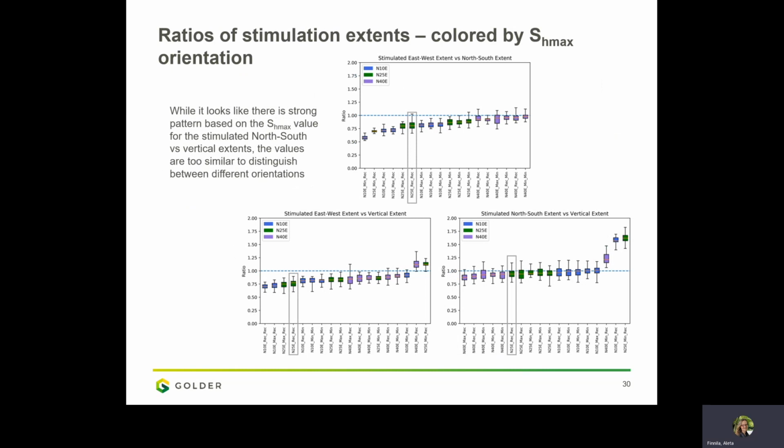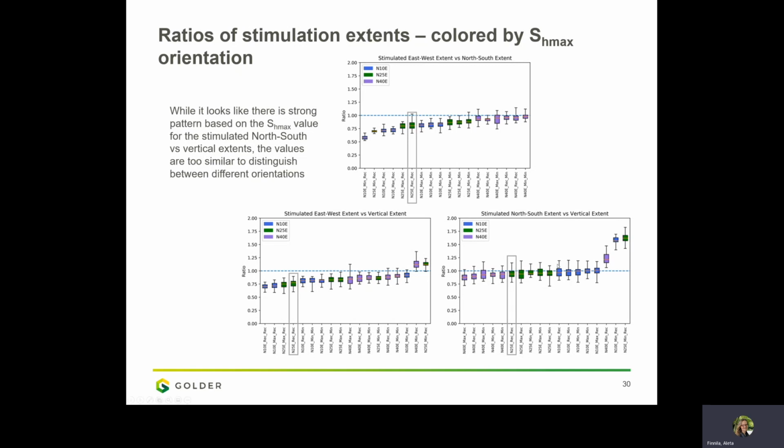This is the same data here where the coloring has just been changed. Instead of plotting the colors by SH min, we use the direction of SH max to define the colors. So we have north 10 east in blue, north 25 east, the recommended one, in green, and north 40 east in purple. And here I'm saying, well, it looks like there's a strong pattern based on the SH max value for the stimulated north-south versus vertical extents. The values are too similar to distinguish between different orientations.